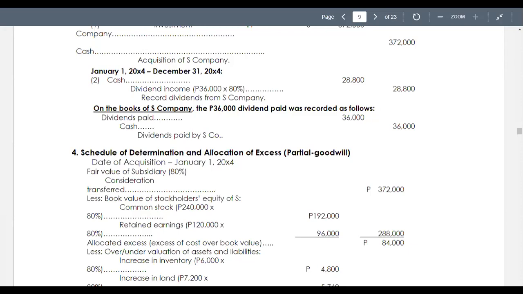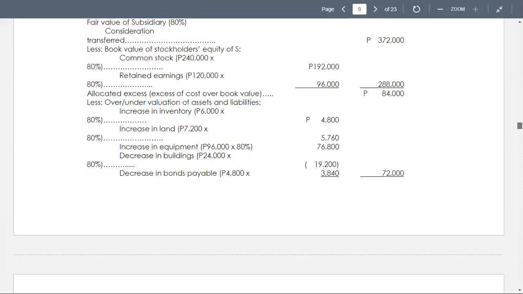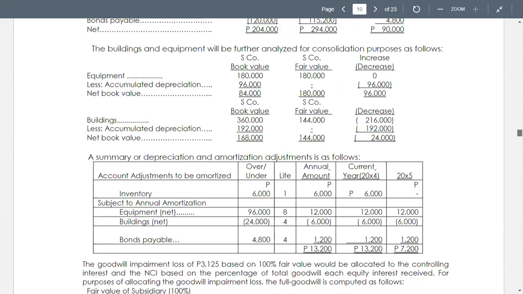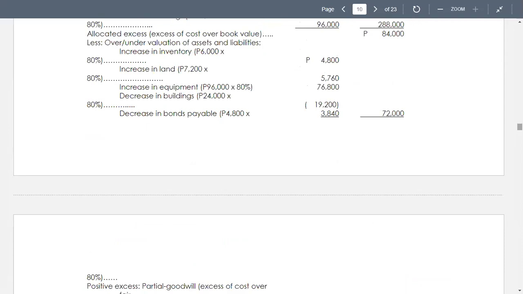From the allocated excess of 84,000, we are going to deduct the over-under valuation of assets and liabilities. So we now have for inventory. We multiply inventory by 6,000 times 80%. So you get 4,800. Increase in land, 5,760. The equipment undervaluation, 96,000. 80% is 76,800. And then your overvaluation of the building for 19,200.